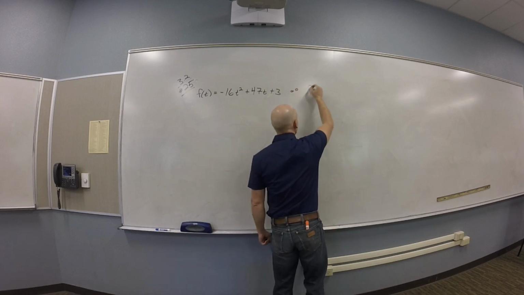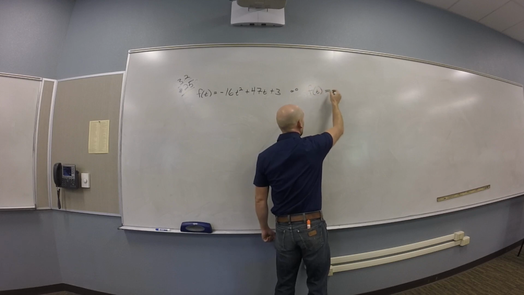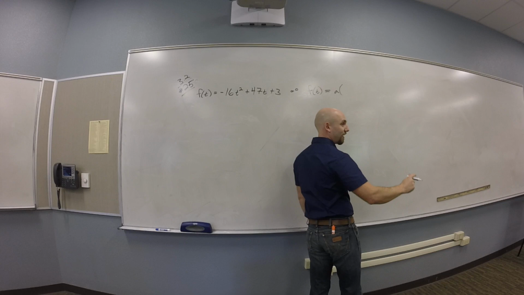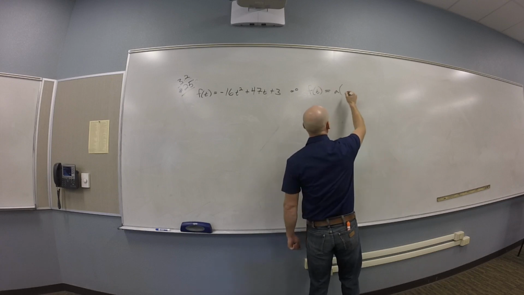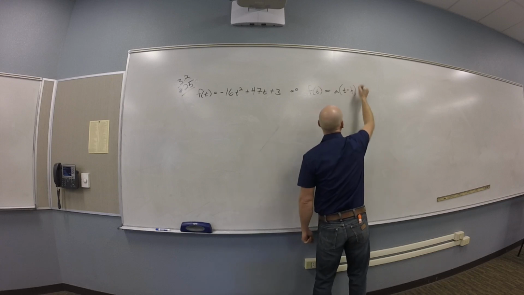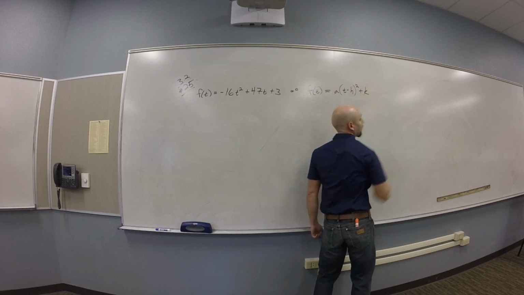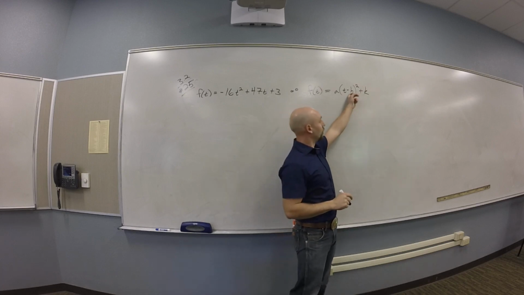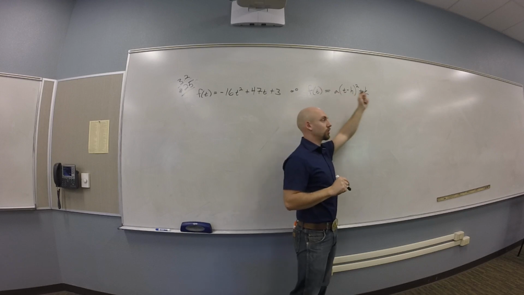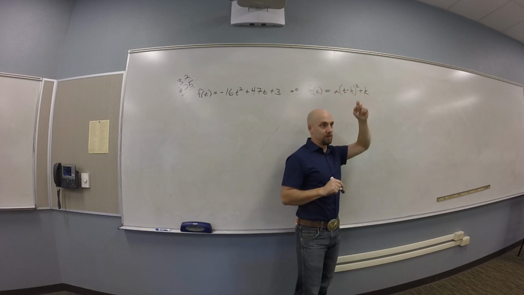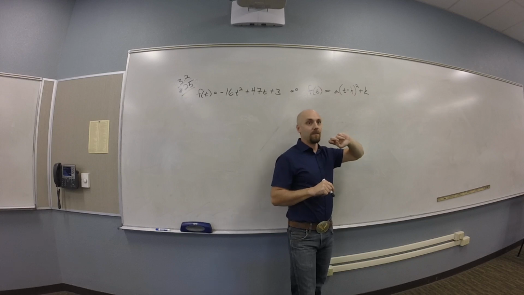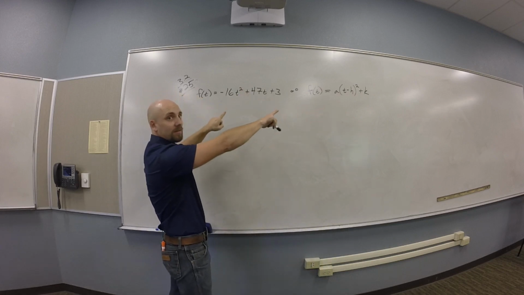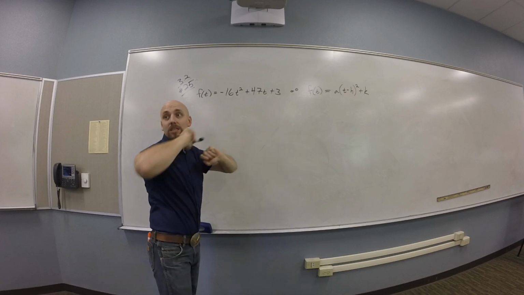It says f of t should look like a, parentheses, x minus h squared, plus a constant. Okay, so it looks like a parabola that's undergone a horizontal shift, a vertical stretch, and a vertical shift. You guys with me on that? So I need to see that in here. There are two ways to do this.